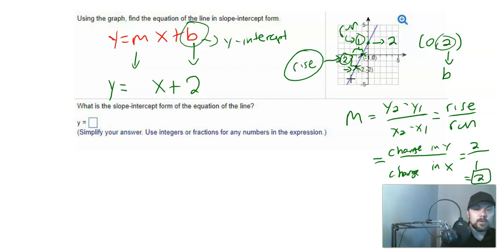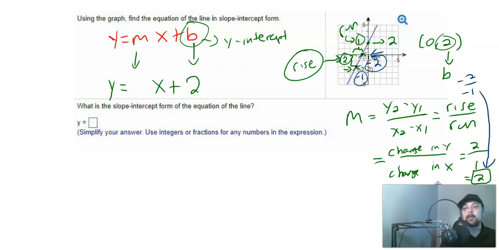Now, you might say, well, it doesn't matter which point I start from. It actually doesn't. We could start from this point, and if we do that, then we actually go down 2, so the change would be -2 for the vertical change. So the rise would be -2, and then to the left one, which would be -1. So it makes a difference in the numbers that you get here, but when you take the ratio, you would take -2 over -1, which would still give you the same answer.